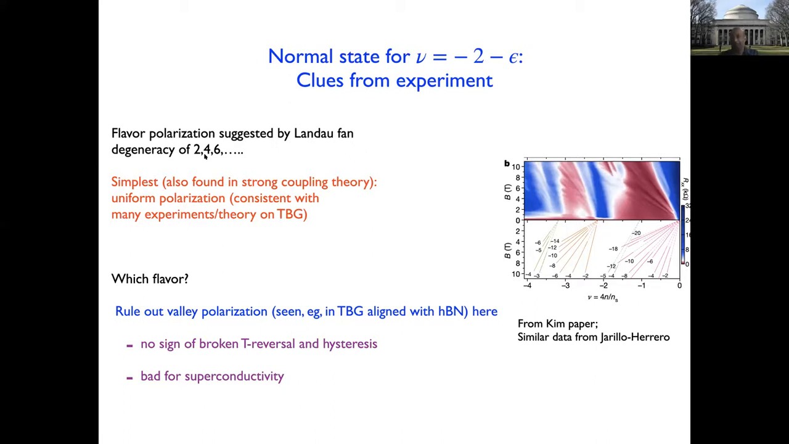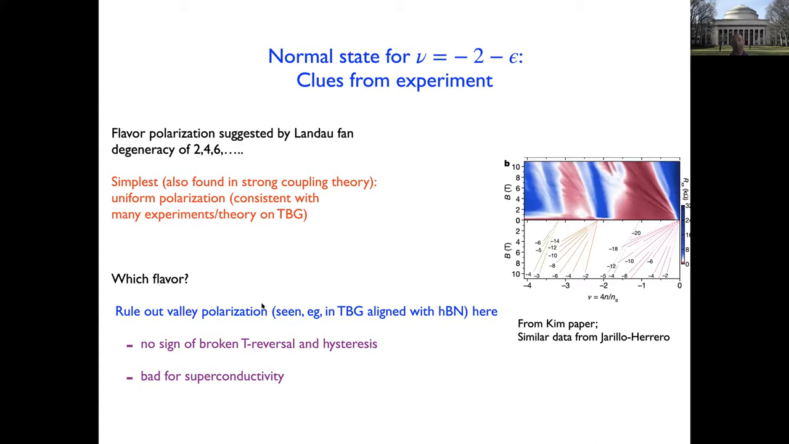So the simplest hypothesis is that you're polarizing a flavor degree of freedom. And this is something that people have suggested in this field and other Moiré materials for a long time. The simplest kind of flavor polarization is to assume uniform Q equals 0 flavor polarization, and that's consistent with a lot of the existing theory on TBG, and also with many experiments on TBG. So we'll just make Occam's razor demands and make the same assumption here. The next question is, which flavor is polarized?